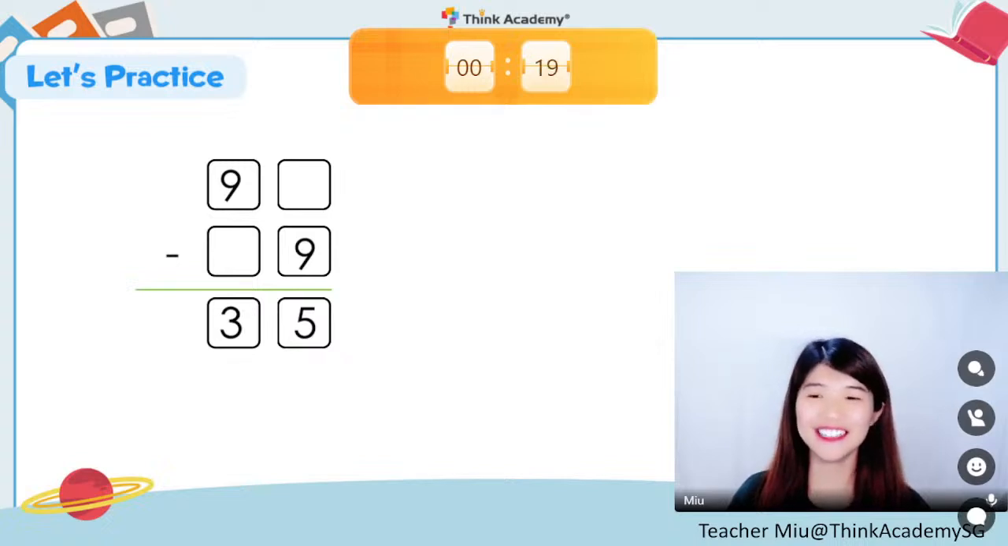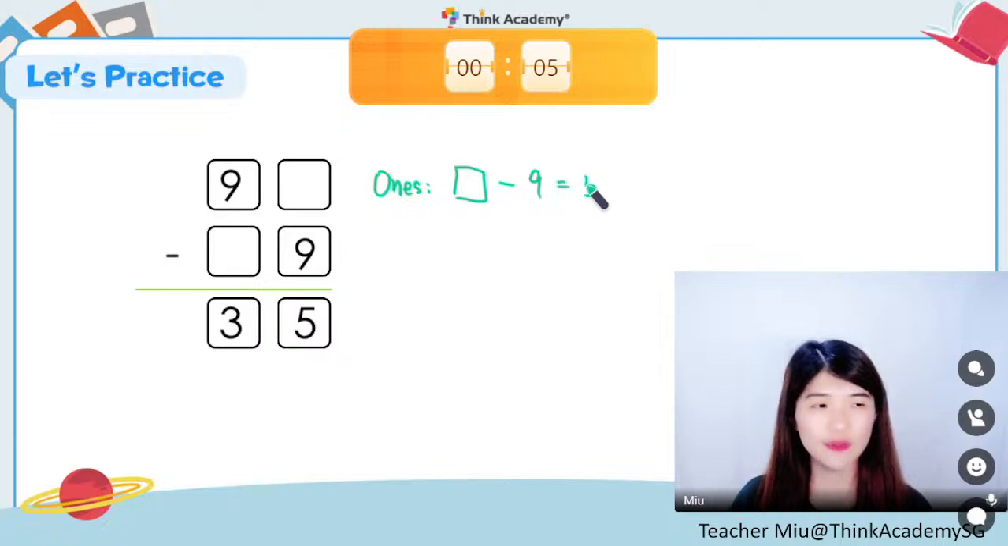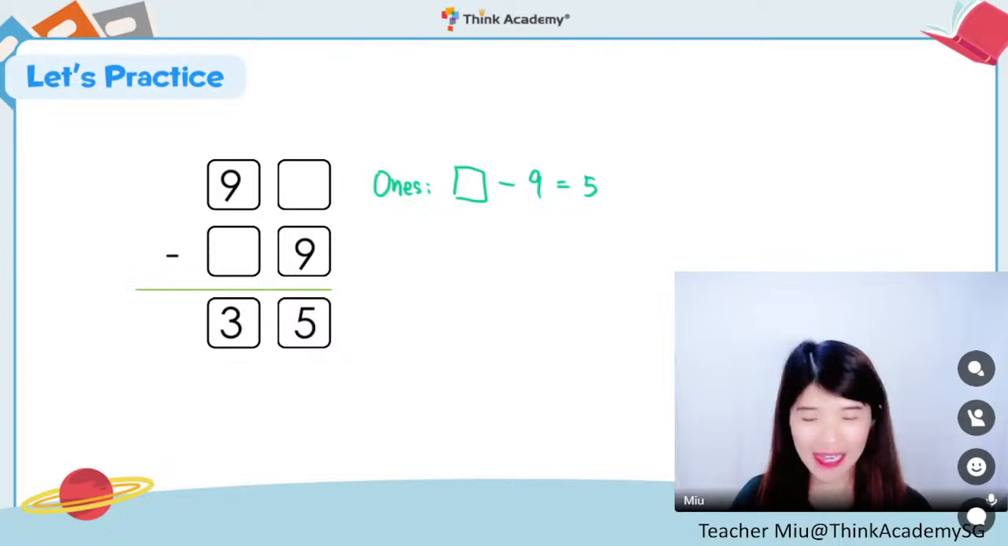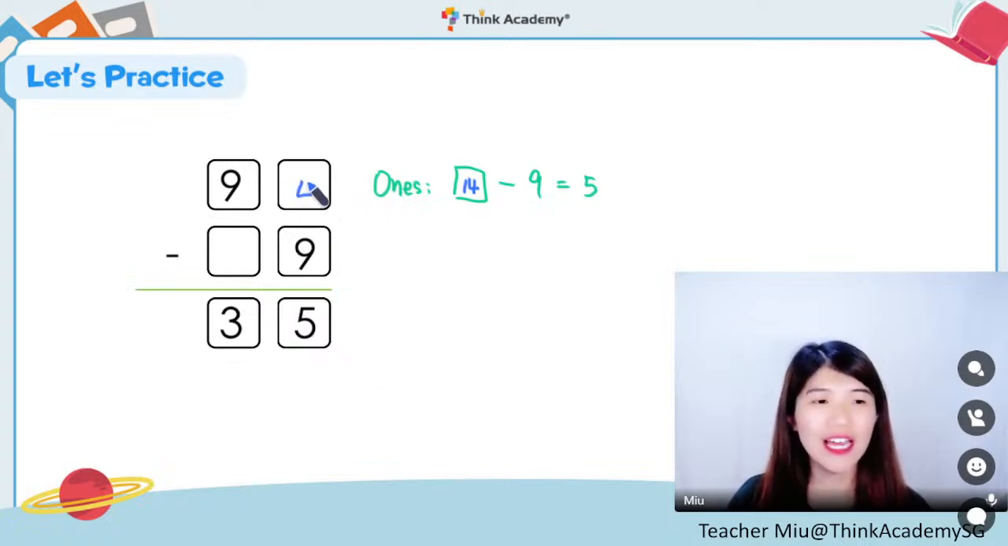Cool. Don't forget, always start from what first? Start from the ones place first. So look at the ones place. What minus 9 gives you 5? Well then, guys, that must be a 14 minus 9. That gives you a 5, right? But can I put a whole 14 inside? Cannot, right? So I can only put a 4 here. And where should I put the 1?